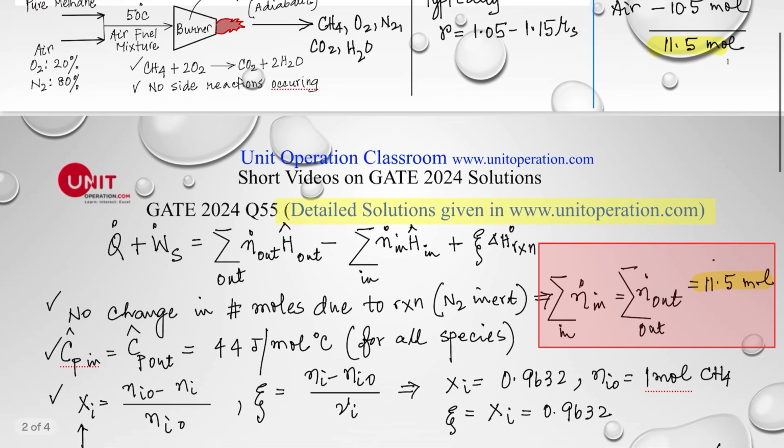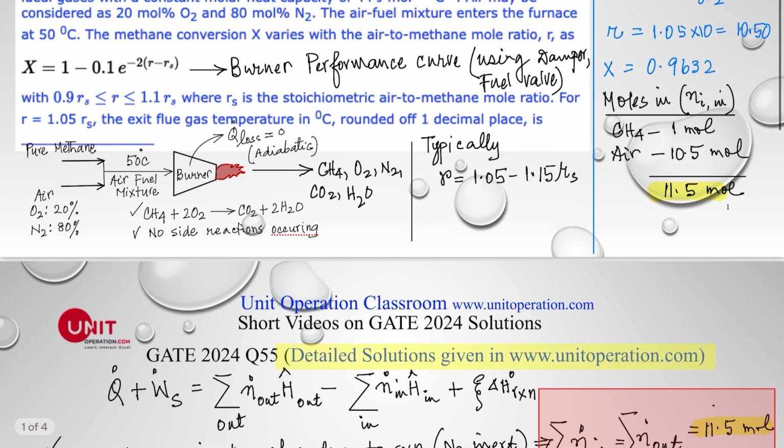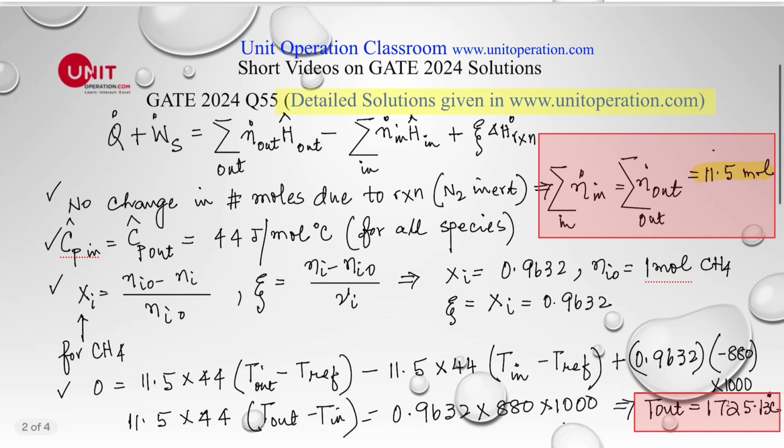All right. Now let us do the energy balance, because to find the exit temperature, we have to find the exit flue gas temperature in degrees Celsius. So this temperature we have to find out. The inlet temperature is 50 degrees Celsius. We know the energy balance is this one right here. Since this is adiabatic, it's already said, Q dot would be equal to 0.